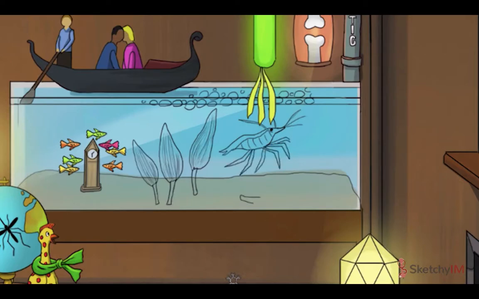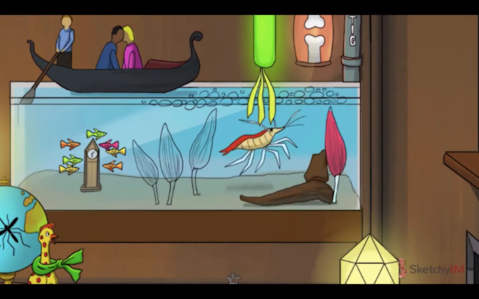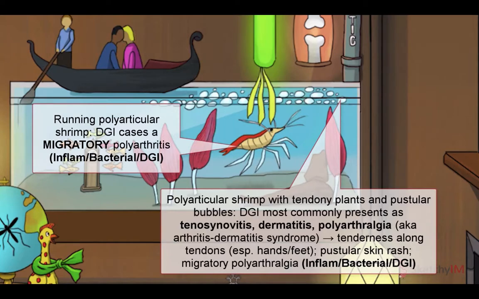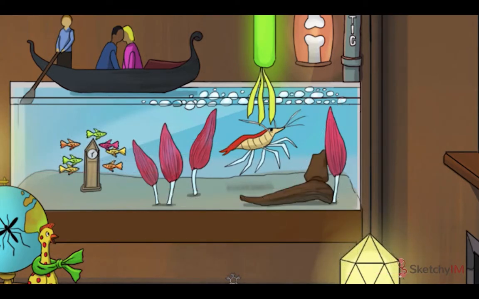The most common manifestation of disseminated gonococcal infection is tenosynovitis-dermatitis-polyarthralgia, also called arthritis-dermatitis syndrome. As the name suggests, this syndrome presents as a triad of tenosynovitis, pustular skin lesions, and migratory polyarthralgias, as symbolized by the tendiny aquarium plants, pustular bubbles, and migratory arthritic shrimp, respectively. The tenosynovitis part manifests as tenderness along tendons, especially the tendons of the fingers, wrists, ankles, and toes.